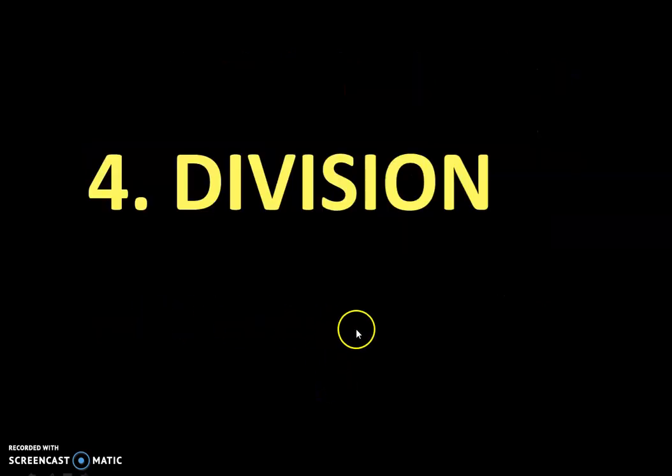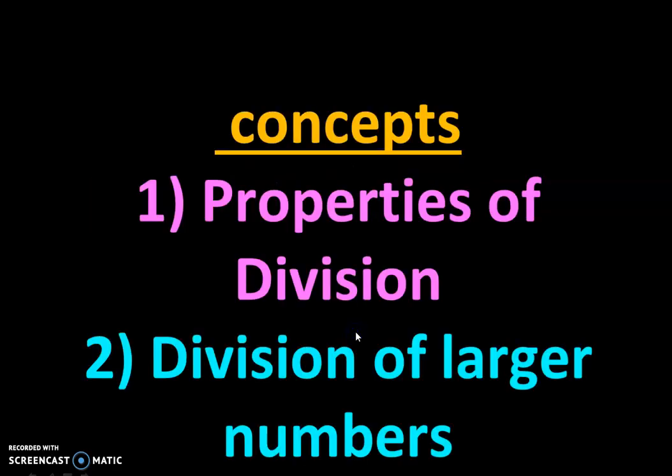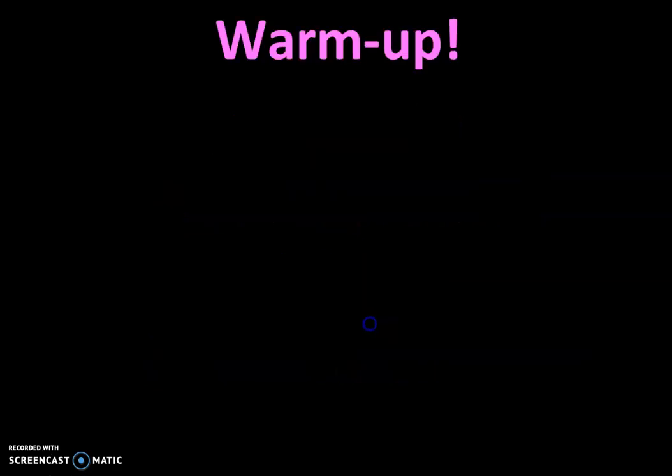Okay. Today we are going to start division. Under the division concepts, we have now properties of division and division of larger numbers. So, first warm up.